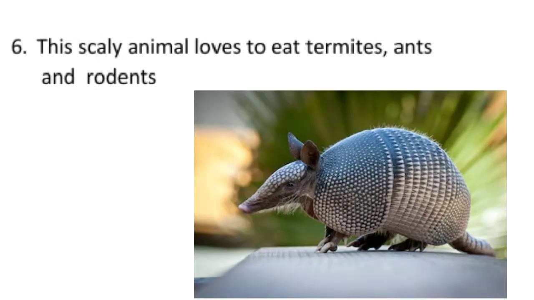Now we'll move to our question number 6. This scaly animal loves to eat termites, ants and rodents. Yes, it looks quite like a rat, but it is not a rat, it is armadillo. It is a small mammal with a shell of armored plates that protect them from predators. With their long sticky tongue, armadillos catch ants, beetles, termites and insects after digging them out of the ground.